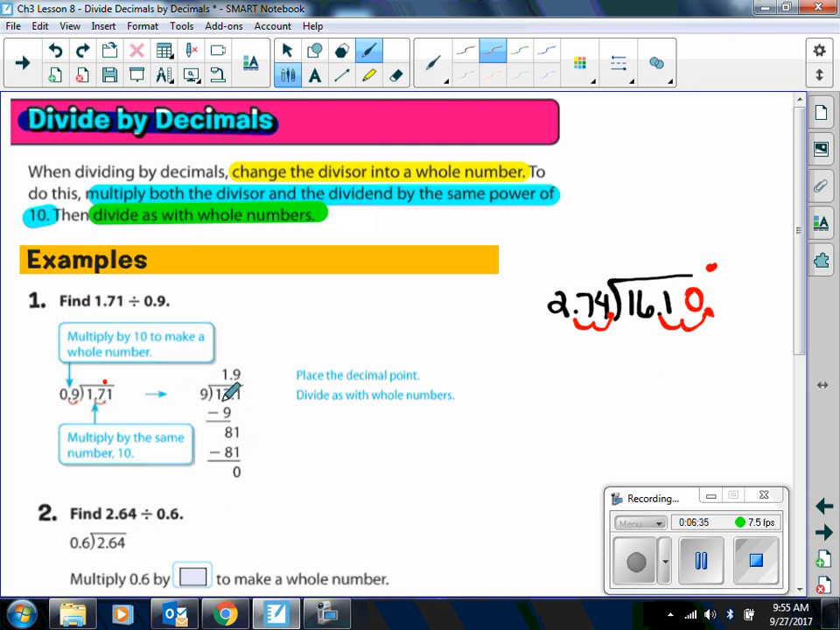9 goes into 17 1 time. 1 times 9 is 9. Subtract. And then we bring down the 1. And then 9 goes into 81 9 times. And then 9 times 9 is 81. There's 0 remainder. Do you see where the decimal is? All right. Very good.